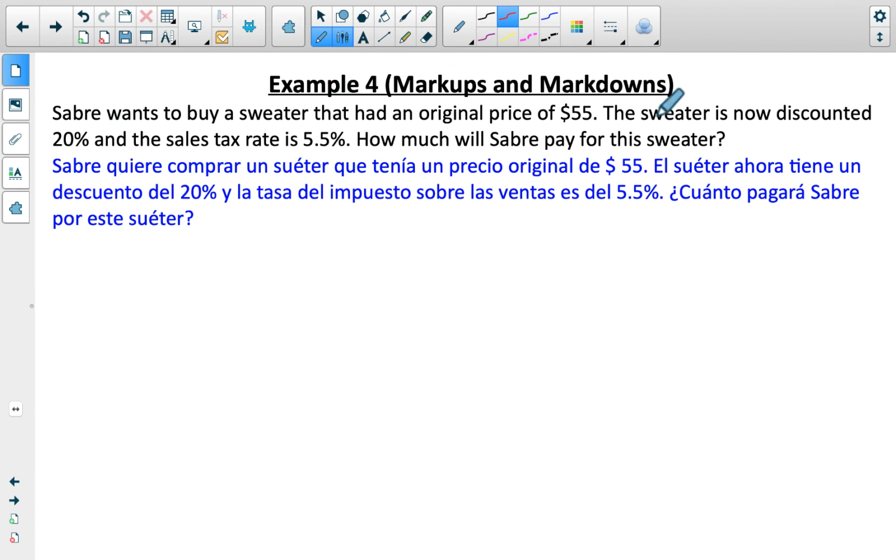Because we have an original price of $55. And now we have a 20% discount. And we have a 5.5% tax. And we have to find how much she'll pay in total here. What you cannot do is combine these percents together. You have to do what's called a double. In this case it's a discount and then a sales tax, so it's not a double discount. But you need to do these percentages separately. So you're going to need two bar diagrams here.